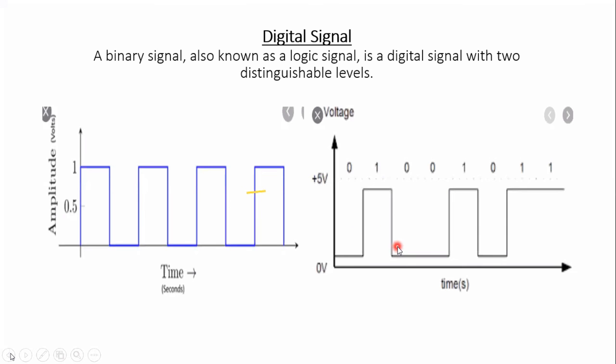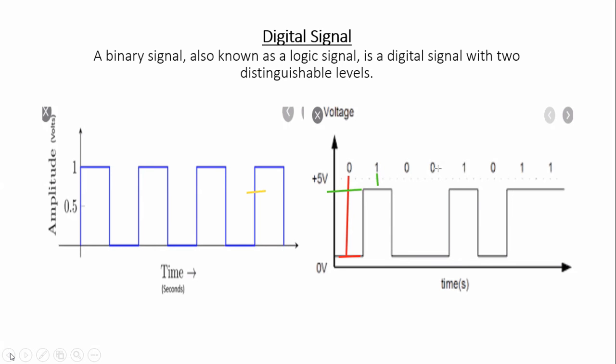Observe, in the digital signal the line does not go below, but in the analog signal there was a positive half cycle and a negative half cycle. Observe, when this is 0, our line is here, that means in the lower portion. When our signal is 1, our line is here in the upper portion.